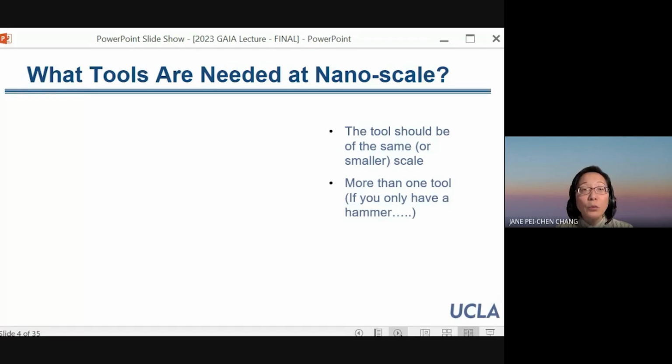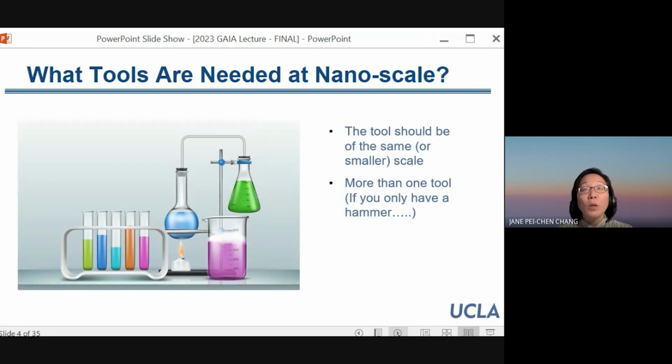So if we want to make a nanoscale vehicle, we would have to have tools that are at the nanoscale. If we wanted to make a device at the atomic scale, then we need the tools of the size of an atom. So this is where we go to the chemistry. In the chemical solutions that I show here, there are many, many molecules in these solutions.